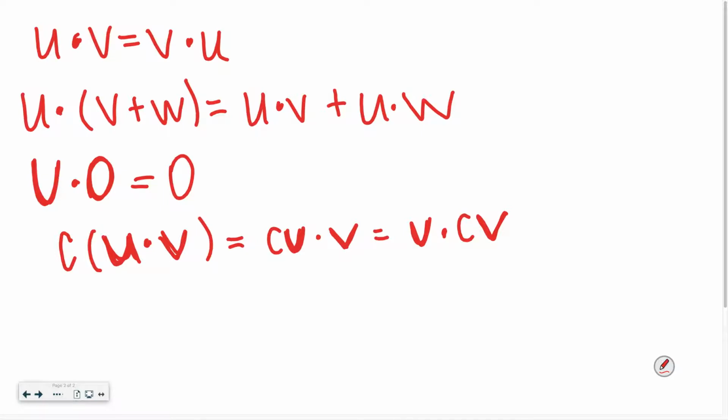And then what I think is kind of cool is that the dot product of a vector with itself, anybody remember what it is? Itself. Squares. Yeah.